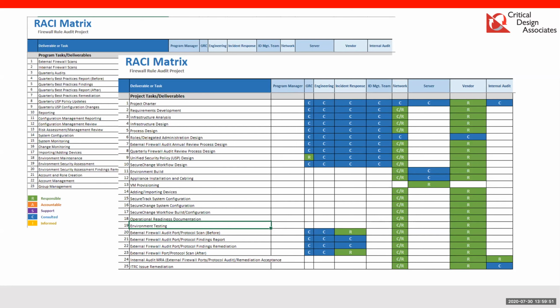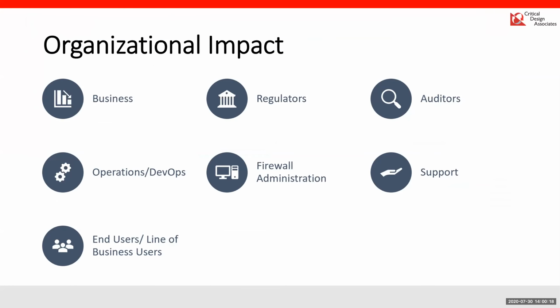So who's responsible, who's accountable, who's consulted, who's informed, and there's one other, which is S for support. So it's important to understand with all the different teams, whether it's the project manager, the program manager, your GRC team, governance, risk and compliance, engineering, IR, identity, network, you get the general idea, and audit, last but not least. So think about the organizational impact as you're building your program.